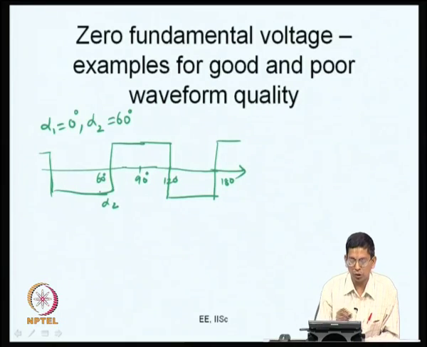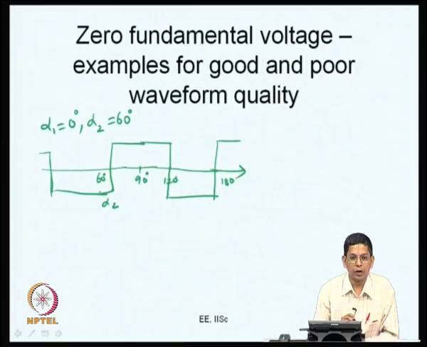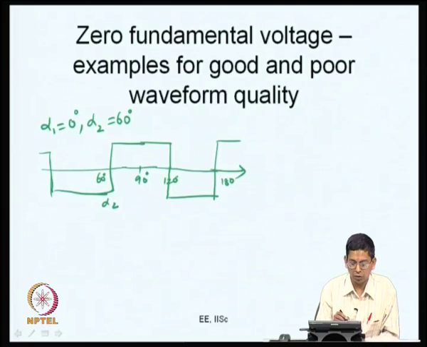So, what can you say about this waveform? This waveform has 0 fundamental voltage. Why? What is the frequency of this waveform? It actually has a periodicity of 120 degrees at the fundamental frequency. So, it is a third harmonic square wave. Its periodicity is 1/3 of the fundamental cycle. So, all the frequency components it contains are 3 and odd multiples of 3.